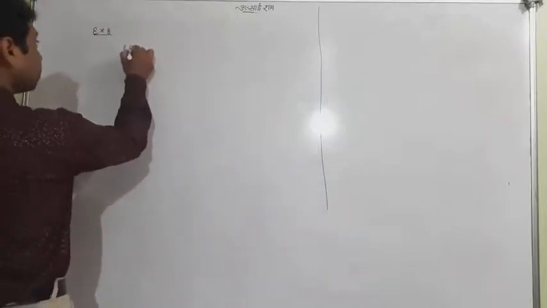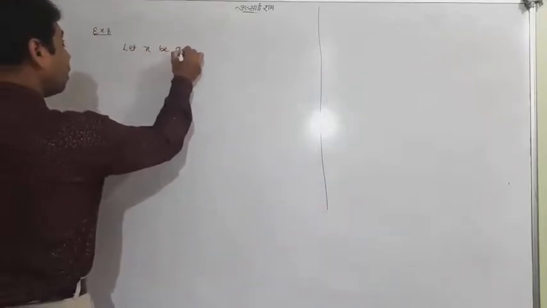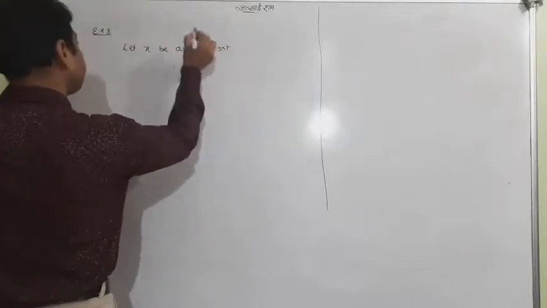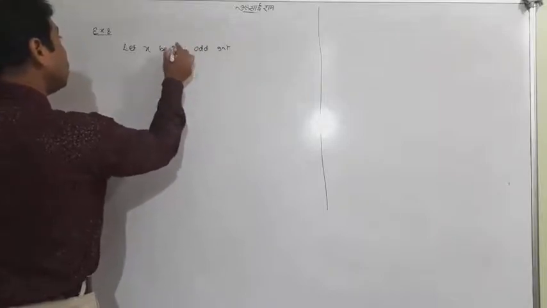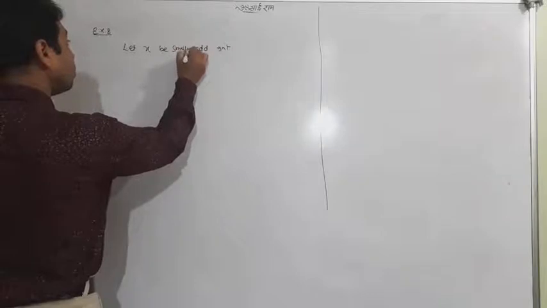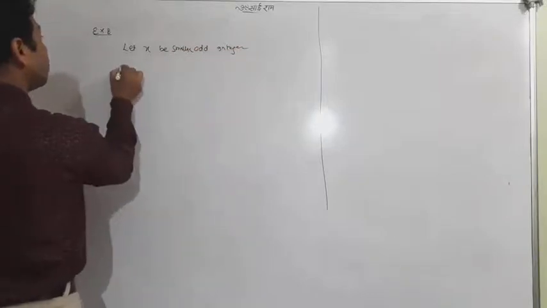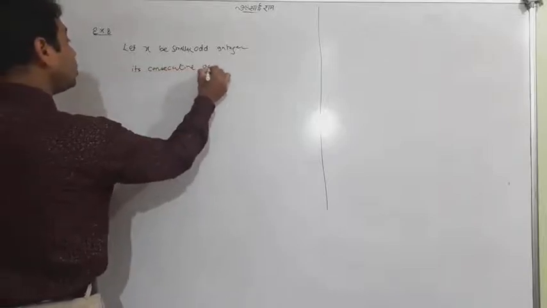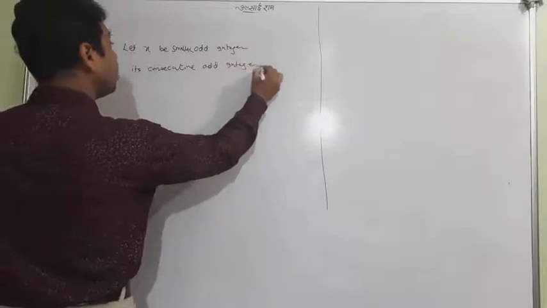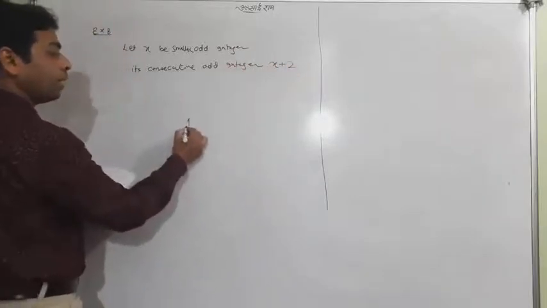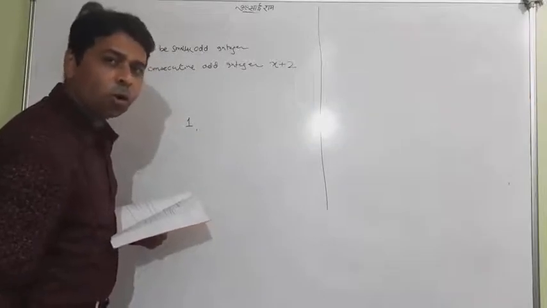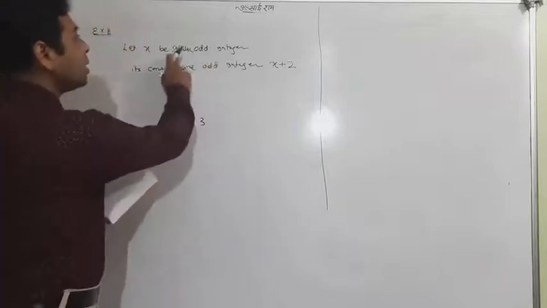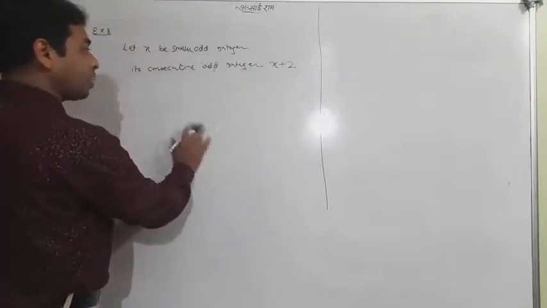Let x be the smallest odd integer. Therefore its consecutive odd integer will be x plus 2, because if one is the first odd integer, its consecutive will be 3 after adding 2. So if the first is x, definitely its consecutive will be x plus 2.